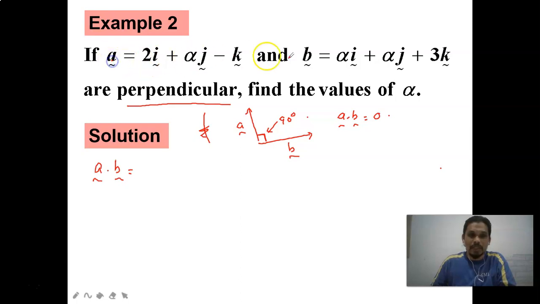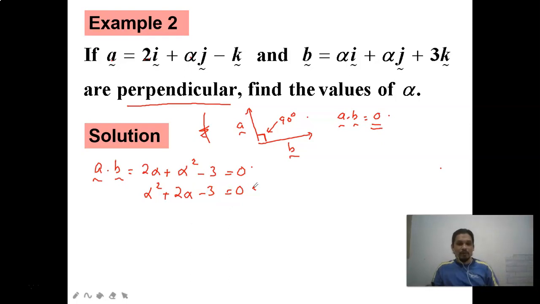Vectors A and B, the scalar product here. Just imagine we multiply the magnitude of i with i. So 2 times alpha equals 2 alpha. Alpha times alpha equals alpha squared. Negative 1 times 3 equals negative 3, and it is equal to 0. Rearrange this in the form alpha squared plus 2 alpha minus 3 equals 0. This is in the form of a quadratic equation.